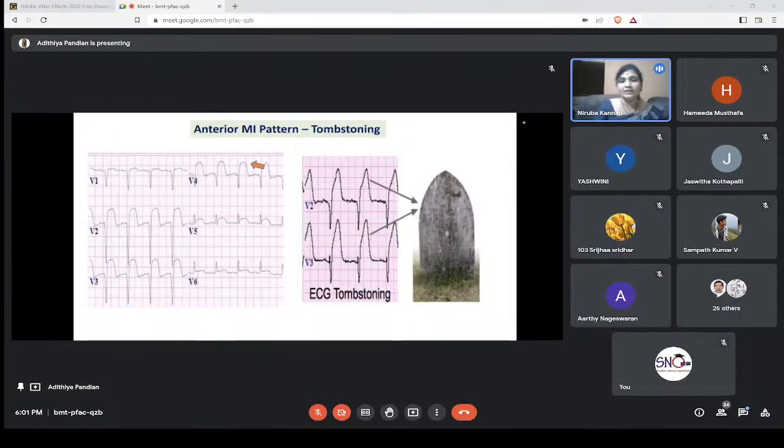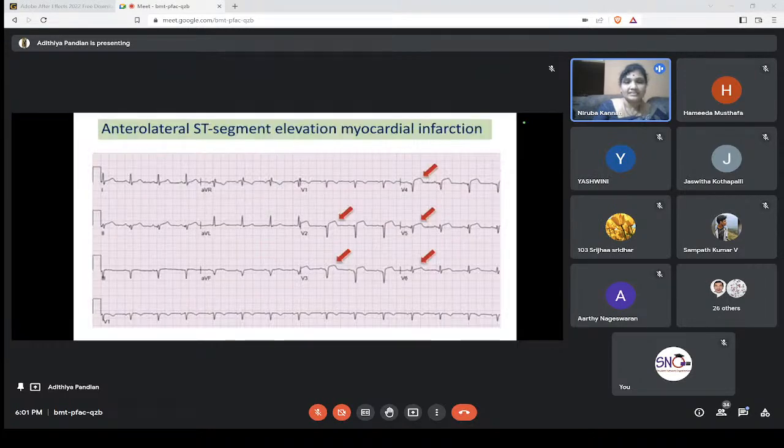Okay, in anterior wall MI, you get an appearance called a storming appearance. You can see in the ECG, I put an arrow mark, that is the storm. This segment will look like a storming. Again, this is one more ECG which is showing the same storming in the anterior wall.